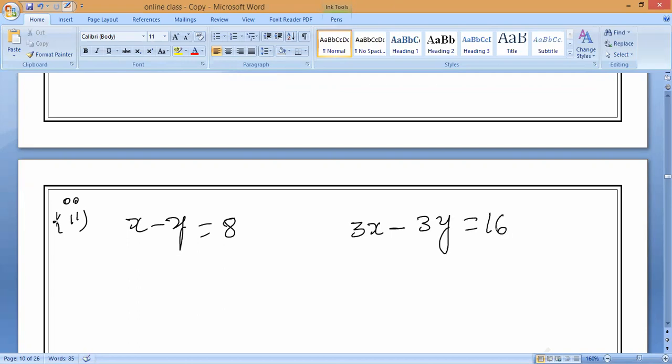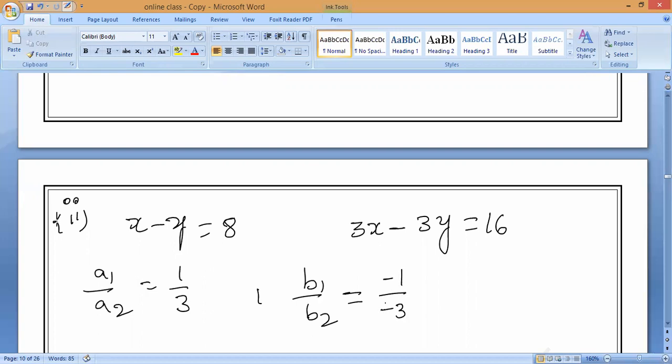First compare the ratios. What is a1 by a2? 1 by 3. b1 by b2? 1 by minus 3, minus 3 cancel, which is equal to 1 by 3. Okay. c1 by c2? 8 by 16, which is equal to 1 by 2.